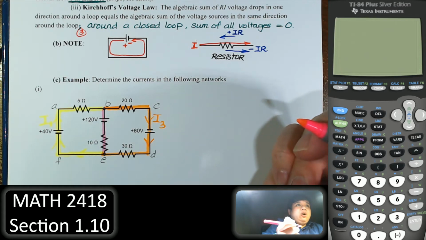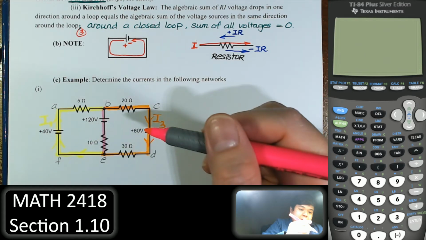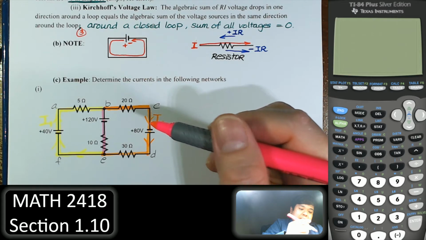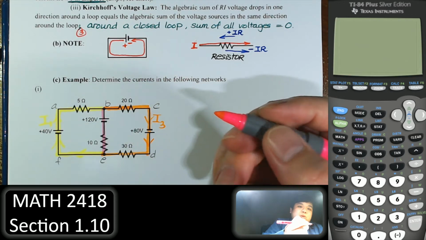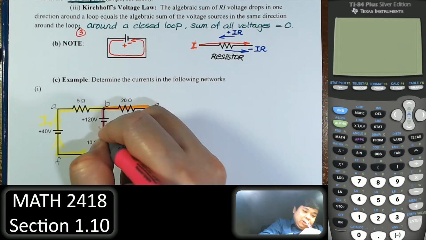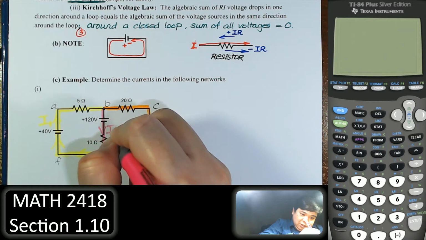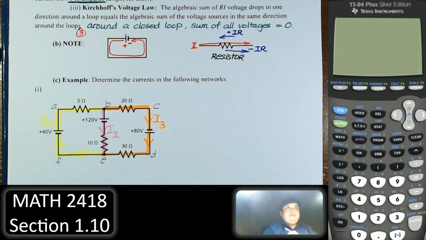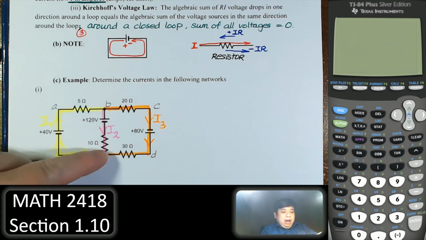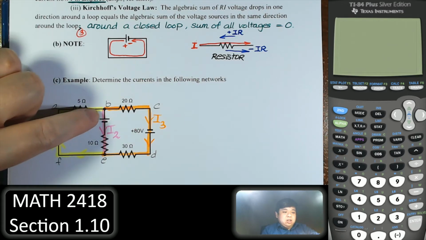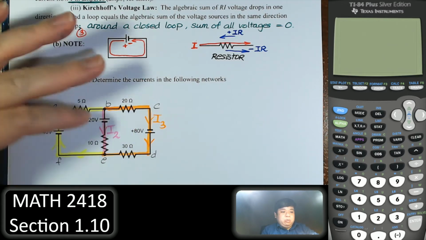So should we go up or down? It doesn't matter. We can just choose. Let's say it goes in this direction. So we have I2, I3, and I1. Like that, right? This part has the same I because there's no split, just one path. There's a split here, so that's why it will be different.